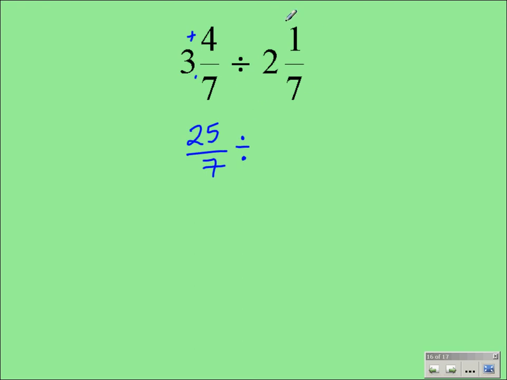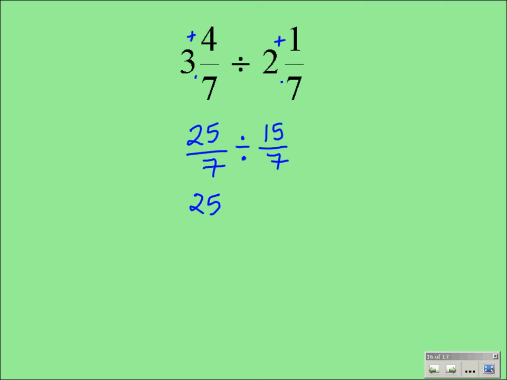Just for a moment right now, so as to avoid any confusion, I'm going to leave the division sign until I change this mixed number. So again, this will be 7 times 2 is 14, plus 1 is 15. This will help so I don't have any errors about trying to simplify this into an improper fraction and then trying to remember, did I flip it over or not. So now let's follow our steps.